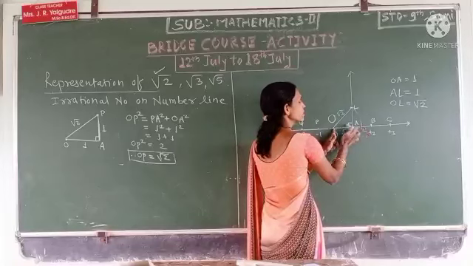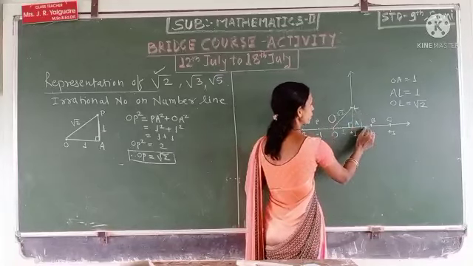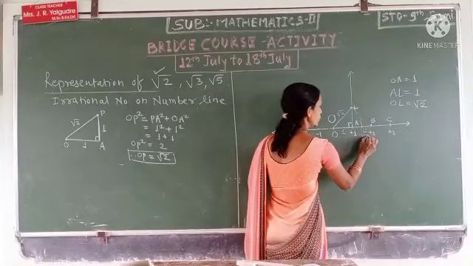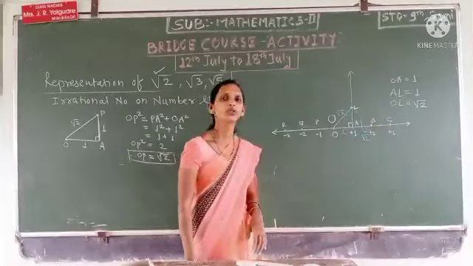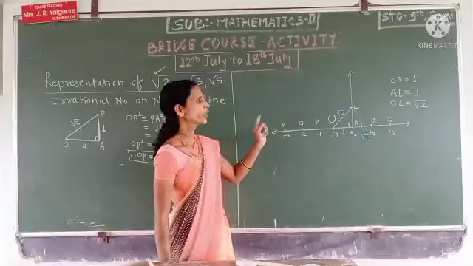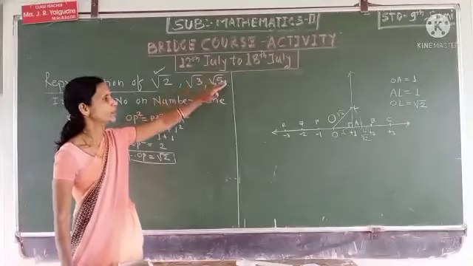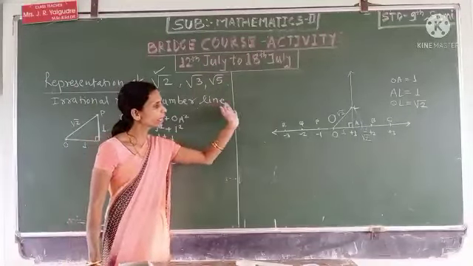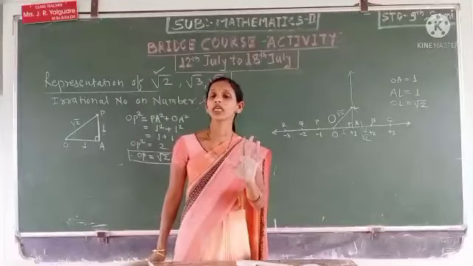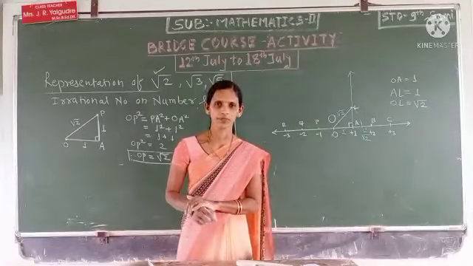Therefore, OL dash is also the value of root 2. Therefore, that L dash point is represented by root 2. Similarly, we can represent root 3, root 5, root 10 on that number line using Pythagoras theorem.